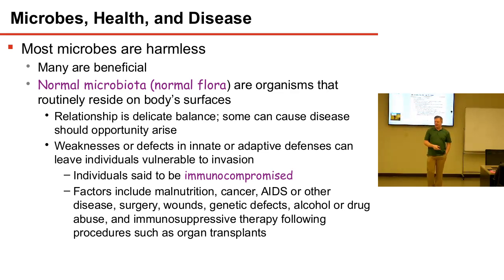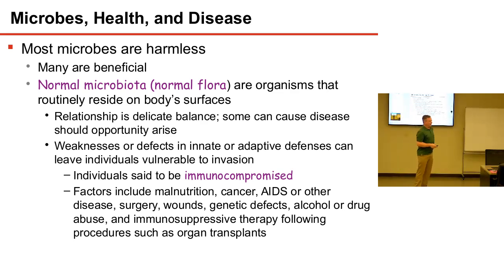Other ways could be autoimmune disease, right? Things that actually cause your innate system not to work properly or your adaptive system not to work properly. Many different things can go around. We'll also see that antibiotics play a huge role in throwing off the system too. So individuals are said to be immunocompromised if they have any of those issues. So if they have any imbalance in their innate or adaptive system, we call them immunocompromised.